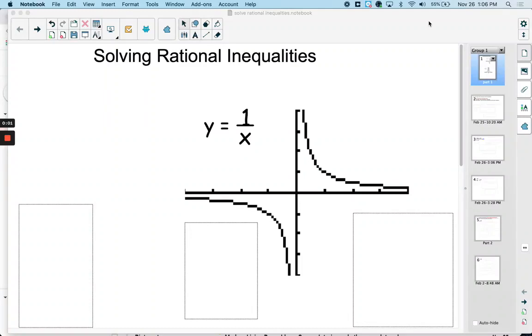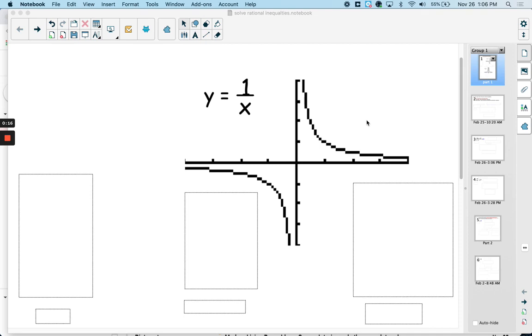This next set of videos will take you through procedures to solve rational inequalities, but I'd like to start by looking at the rational function 1 over x. Basically, an inequality is greater than or less than 0. So if we look at this, this rational function is less than 0, below the x-axis, for any value of x less than 0. And it's above the x-axis, or positive, for any value of x greater than 0.